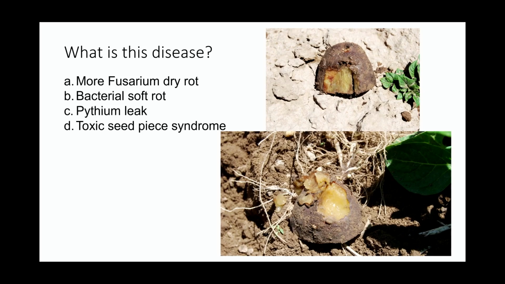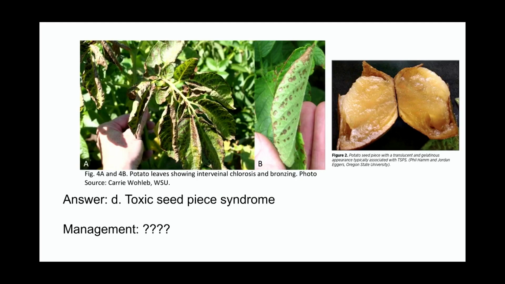So let's jump to this one. Have any of you seen this before? This with a seed piece, it looks kind of like a tannish gray. It's quite slimy. I mean, this just peels away. Is this more Fusarium dry rot, Bacterial Soft Rot, Pythium leak, or toxic seed piece syndrome? Got your answer? This is toxic seed piece syndrome. How many of you have heard of this before?